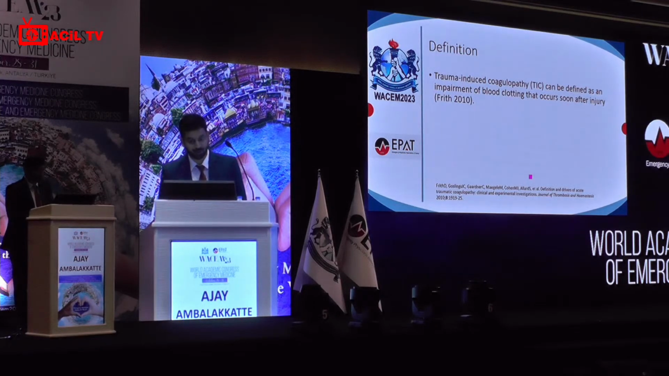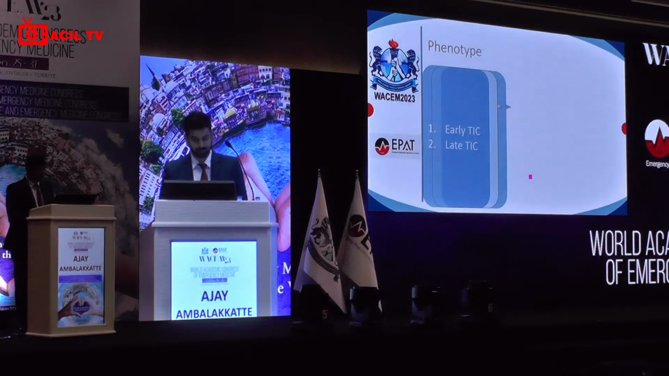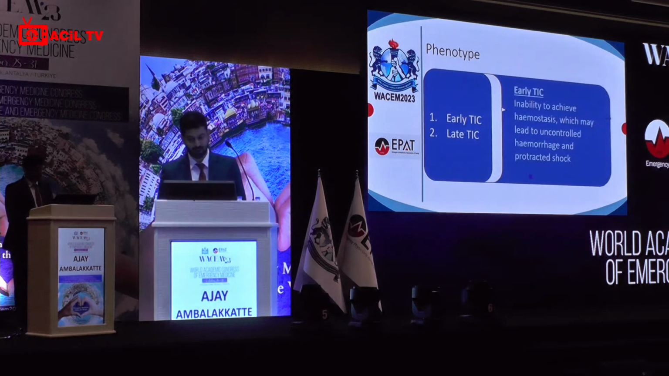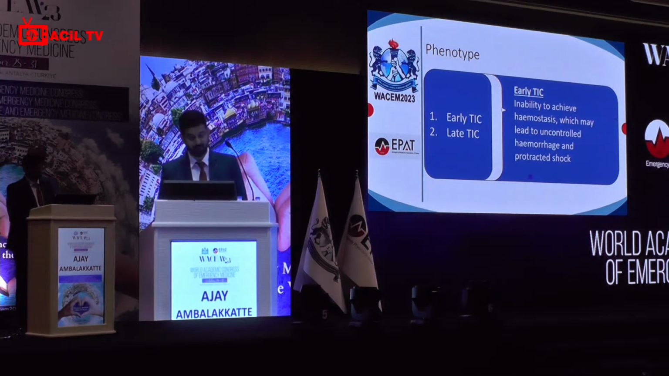Now, trauma-induced coagulopathy can be defined as an impairment of blood clotting that occurs after trauma. So there are two phenotypes for trauma-induced coagulopathy. We will be concentrating more on early trauma-induced coagulopathy. The second phenotype is late trauma-induced coagulopathy. Early trauma-induced coagulopathy is basically the inability to achieve hemostasis, which leads to uncontrolled hemorrhage and protracted shock.